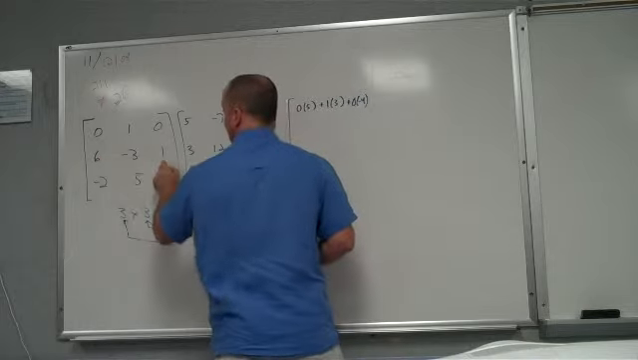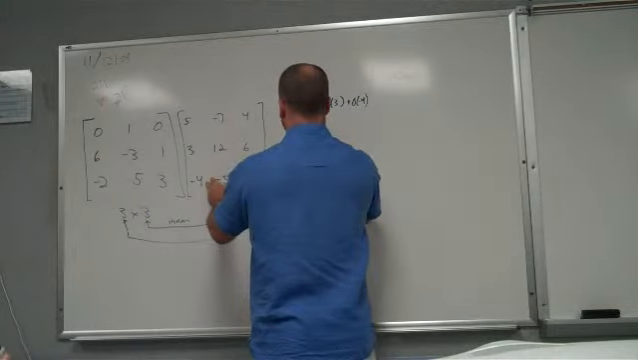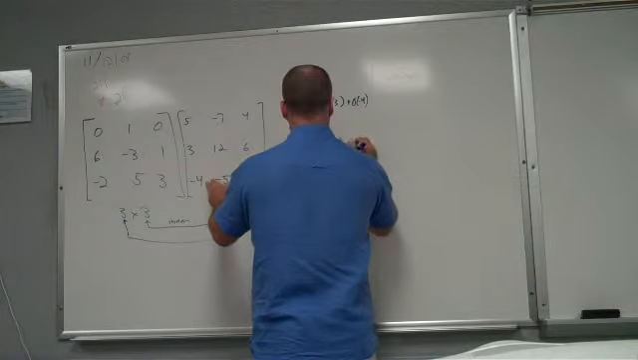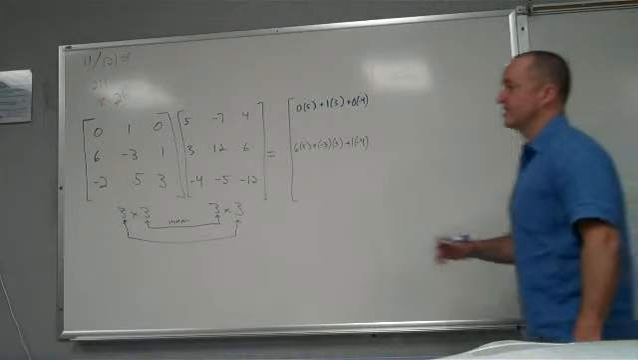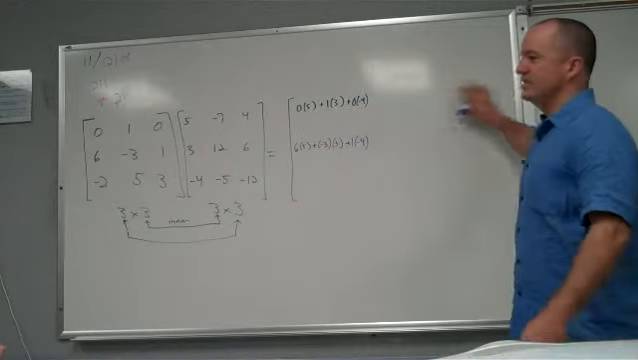So I'm going to use the numbers from row 2 and the numbers from column 1, which are going to be 6 times 5 plus negative 3 times 3 plus 1 times negative 4. It's always row times column. You can go in any direction.